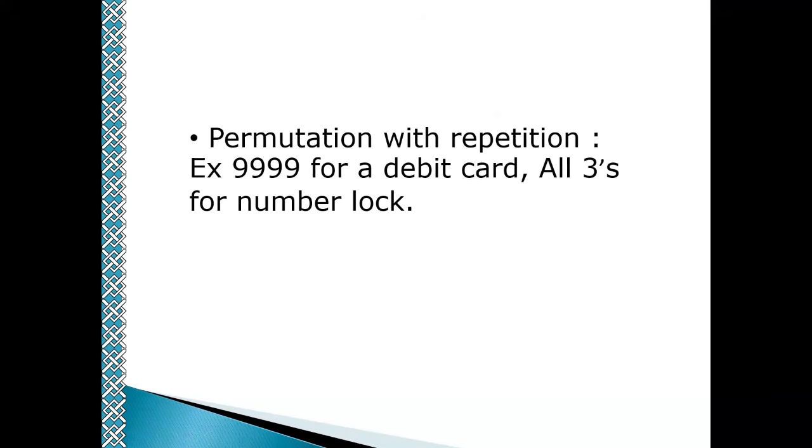So permutation with repetition. We already discussed all nines for a debit card. How many ways can I have? 10,000 ways. All threes. So what is this, with repetition, without repetition? The earlier example we have discussed is with repetition. I will take the example once again. Here I can use all the digits again and again because I'm allowed to use. So this is with repetition.